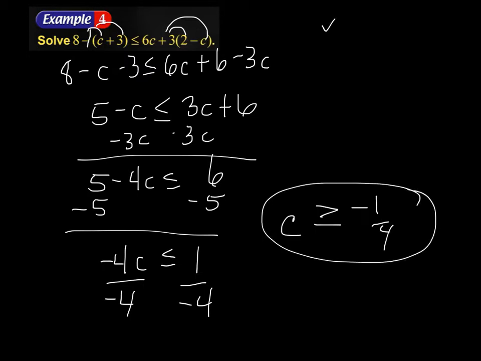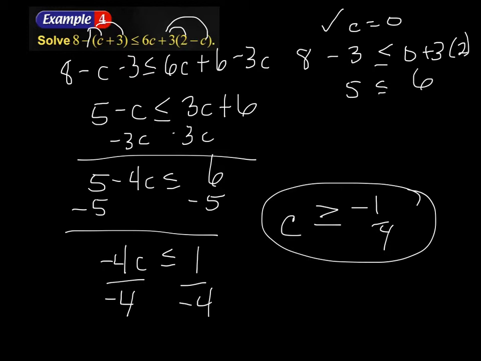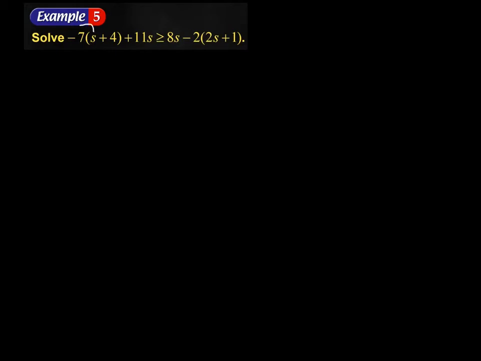A nice check on this one would be c equals 0, which is a little bit bigger than negative 1/4. So I'd have 8 minus 0 plus 3 is 3. Is it less than or equal to 6 times 0 is 0, plus 3 times 2 minus 0 is 2. So is 5 less than or equal to 6? Sure enough.